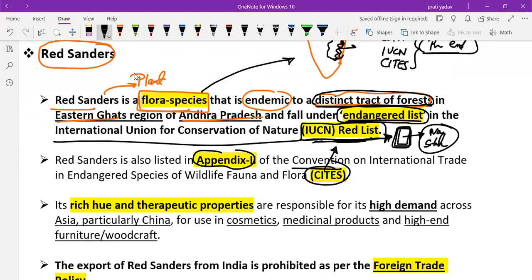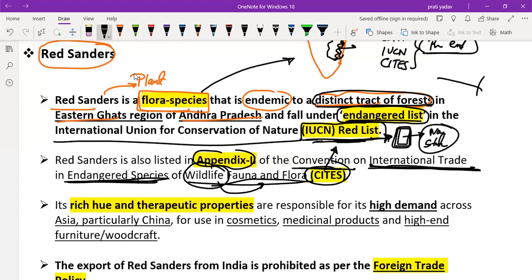Remember the name: Convention on International Trade. That means international trade going on between the species, flora and fauna. So, Convention on International Trade of Endangered Species of Wildlife, flora and fauna. Remember, wildlife flora and fauna, endangered and international trade. When international trade is going from one country to another country, endangered species of wildlife flora, then CITES lists that species in the category in whichever appendix they want.